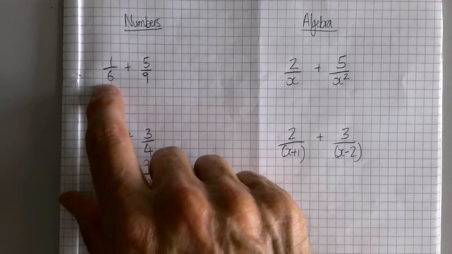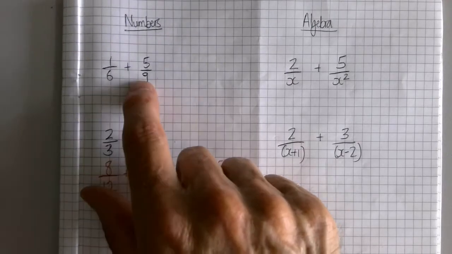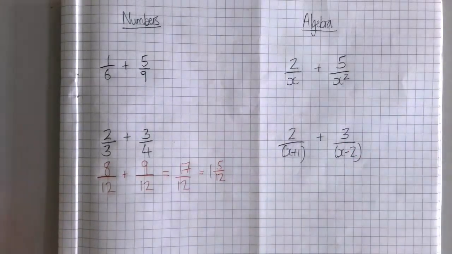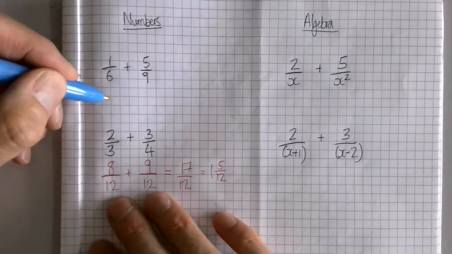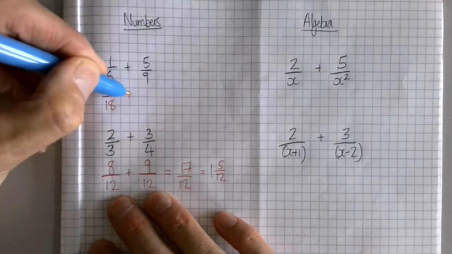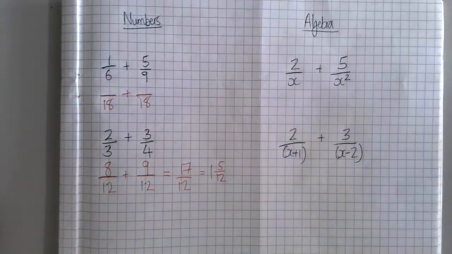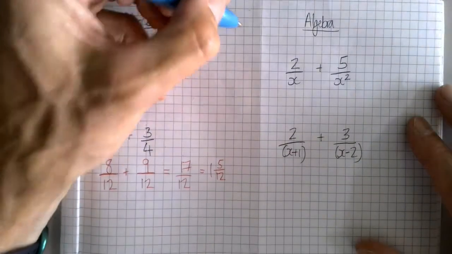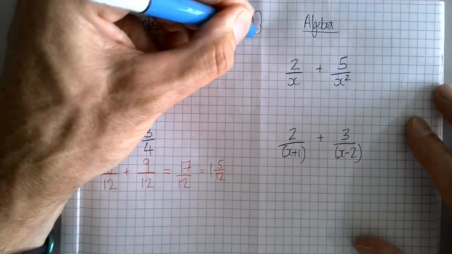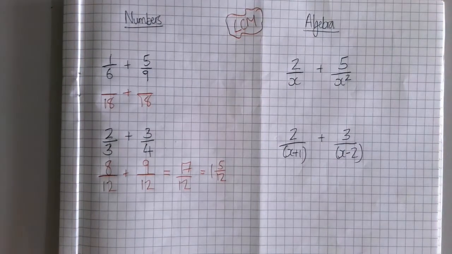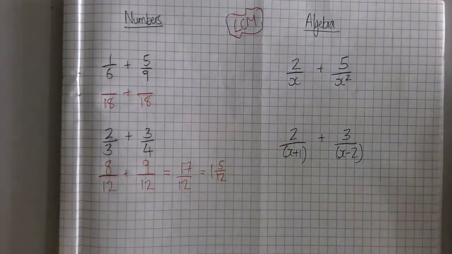Sometimes you have to think a little bit carefully. I mean, actually, if I do 6 times 9 and get 54, I could do this with a denominator of 54, but I don't need to. The easiest denominator to use is 18. Because in truth, when we're choosing a common denominator, we're actually looking for the lowest common multiple. You may remember LCM from back in year 9, but we're looking for the first number in both times tables.